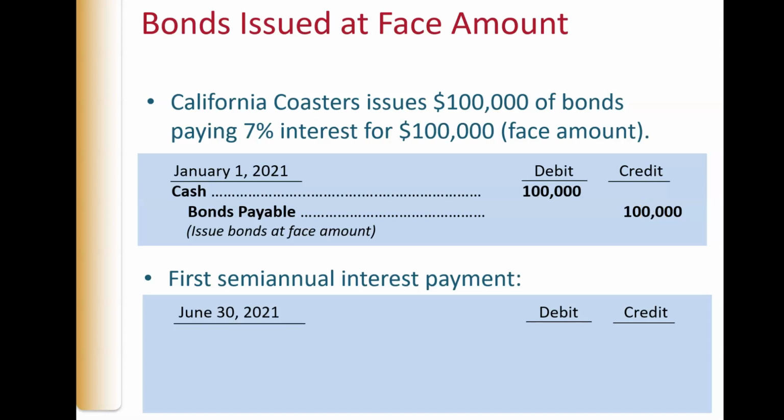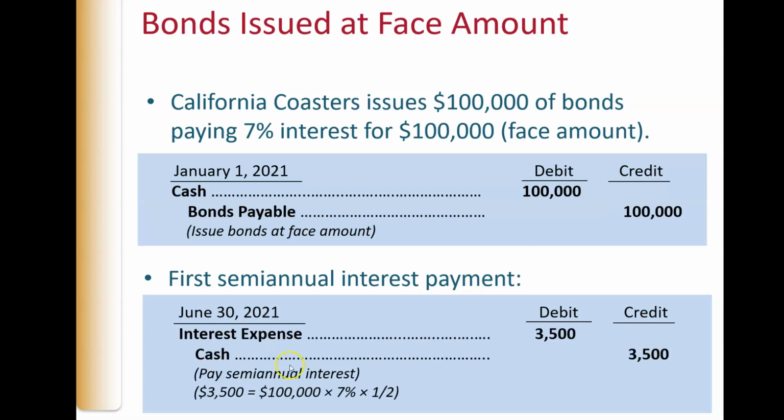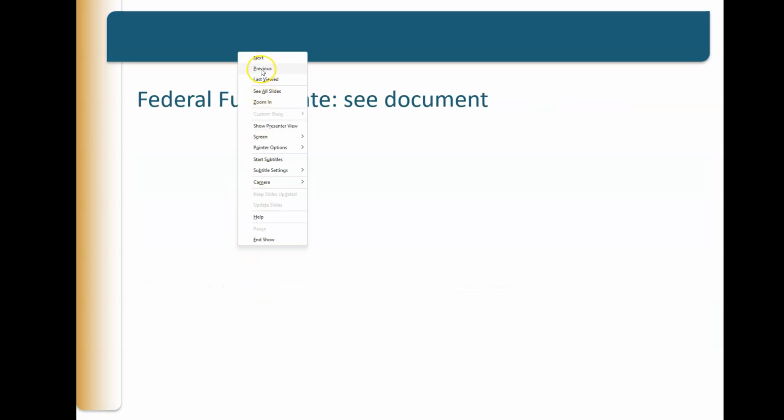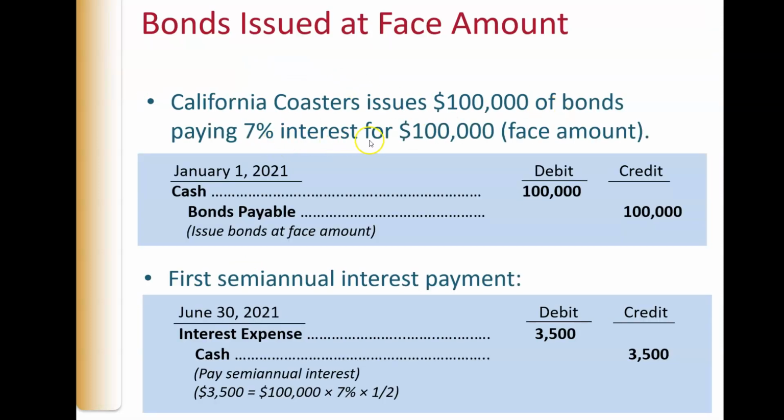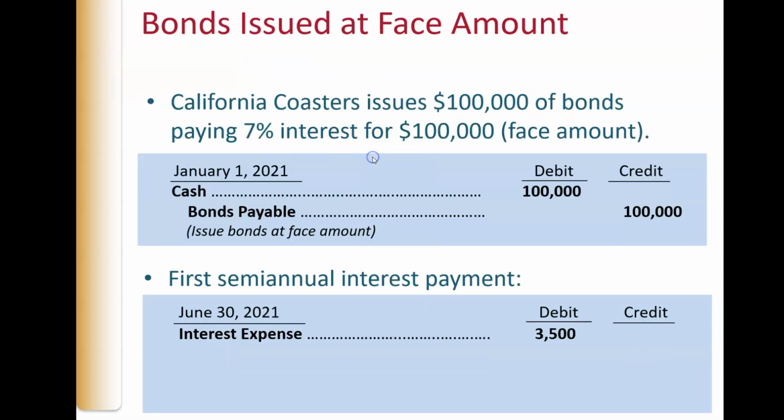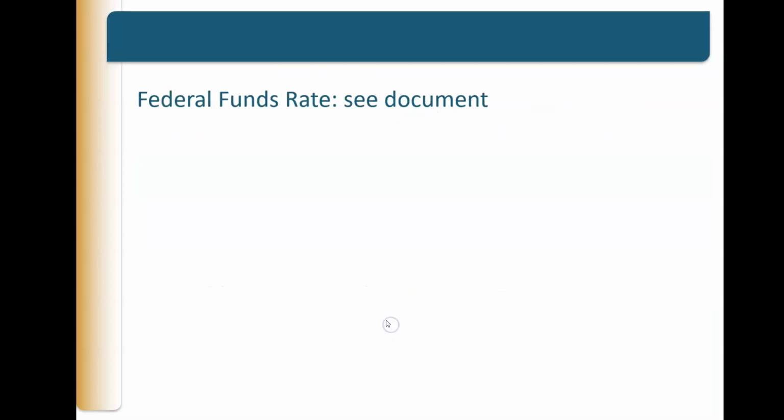The first time you make a payment, it's going to be on June 30th. You're going to debit interest expense and credit cash. And this is the same entry you will make every 6 months for the next, how long was it? It didn't say. Oh, maybe it did. However long the term, I think it was 10 years.